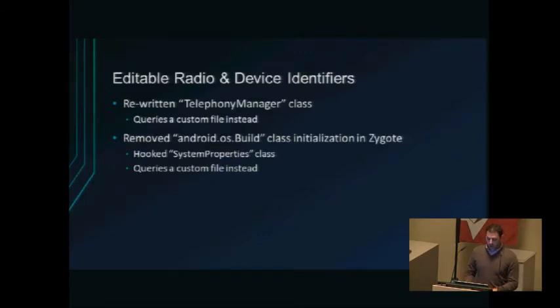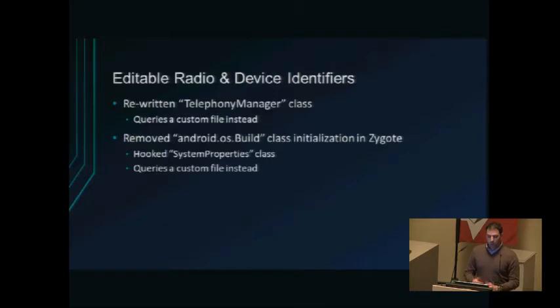We can remove that library initialization from the zygote, which means that this class isn't going to be initialized until the application itself starts. And that means, at that time, we can actually hook the system properties class to return any arbitrary value there. So instead, this file will technically be read when each application is started, which is cool. So now we can point that to a custom file and do the same thing.